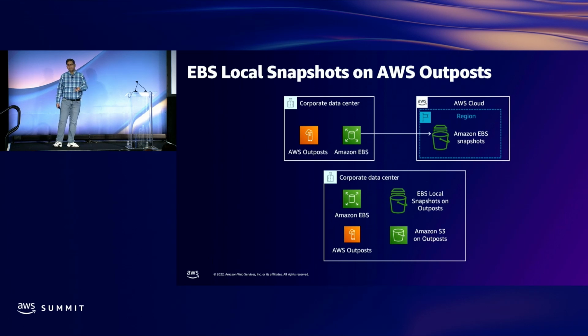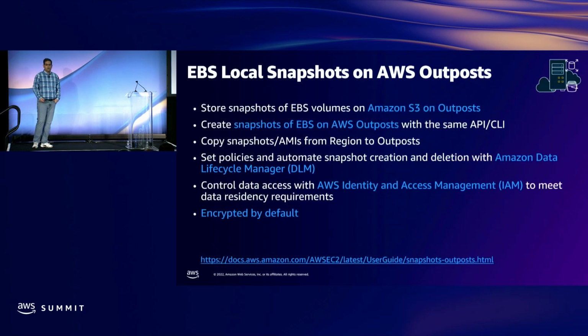And what that means is for customers who are taking backups of their EBS volumes with snapshots, all those snapshots are now stored locally within that outpost, thereby helping these customers meet their data residency needs. So we talked about snapshots in a region, but we are also expanding the usage by bringing snapshots to the edge. So what are things you need to remember as you think about snapshots and outposts?